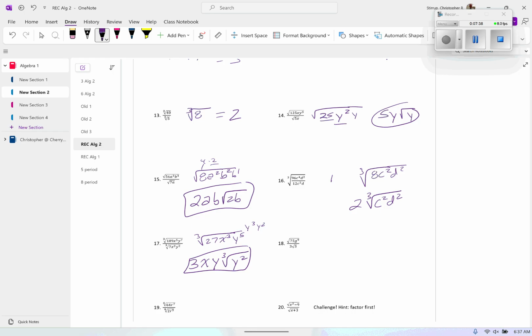On this one, this 3 can go into 75. That's going to go in there 25 times. And then I have g to the 9th, which I'm going to make g to the 8th and g to the 1st. All over 3. So square root of 25 is 5. Square root of g to the 8th, 2 goes in 8 4 times. Then I'm left with g under the radical. And I get a 3.